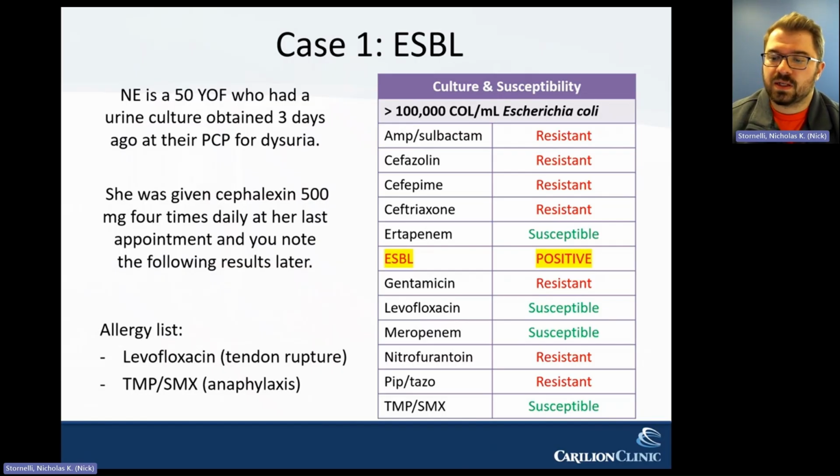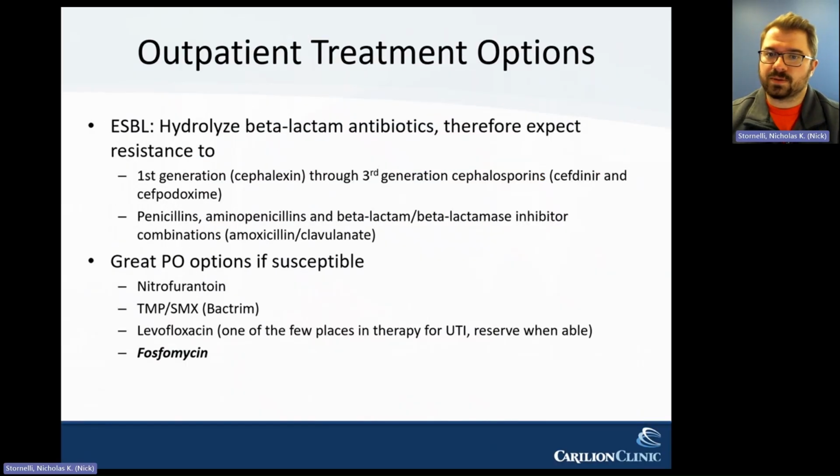And then you also note on here we have nitrofurantoin as resistant, which is a potentially great option for ESBL when susceptible, but is not something we'd be able to use. So you may think, what do I do next when I get this culture report? And there's really no oral option on the initial culture report.